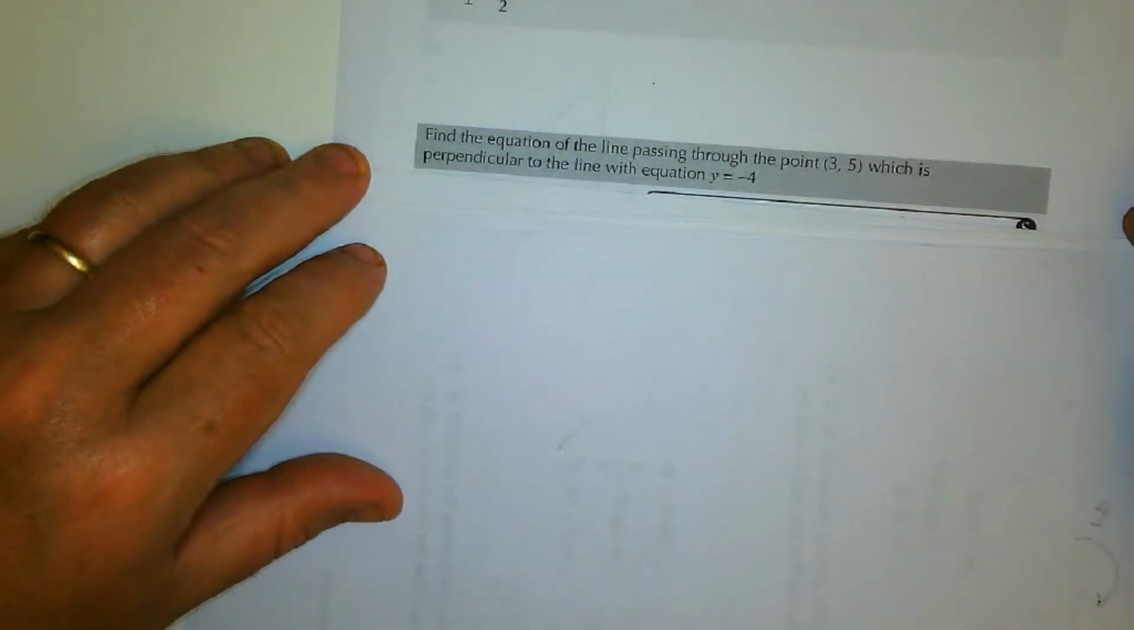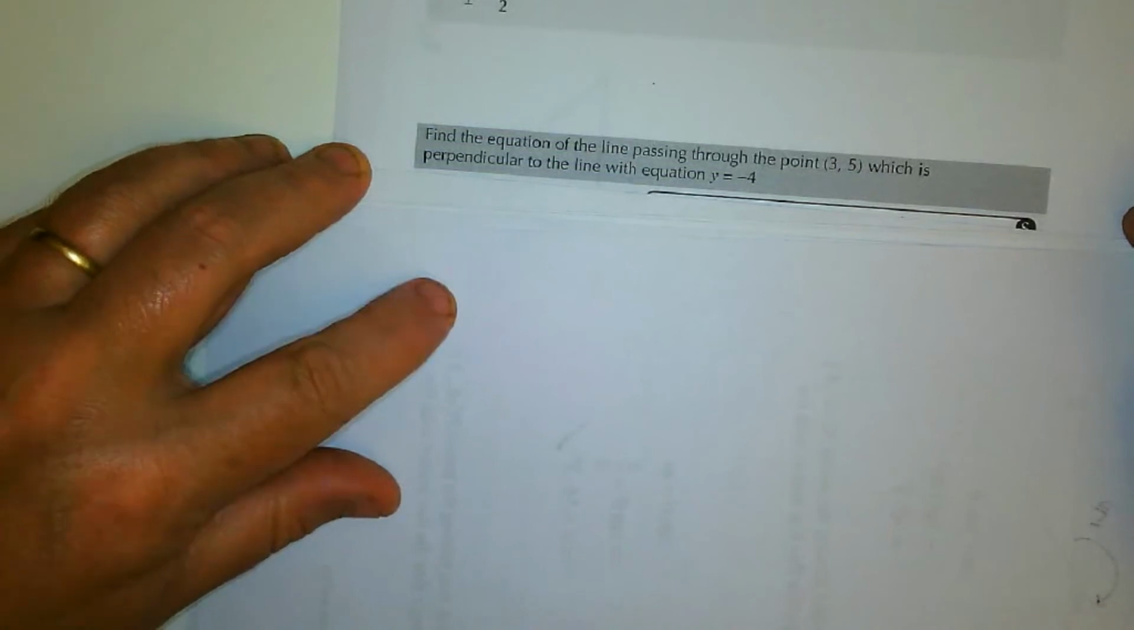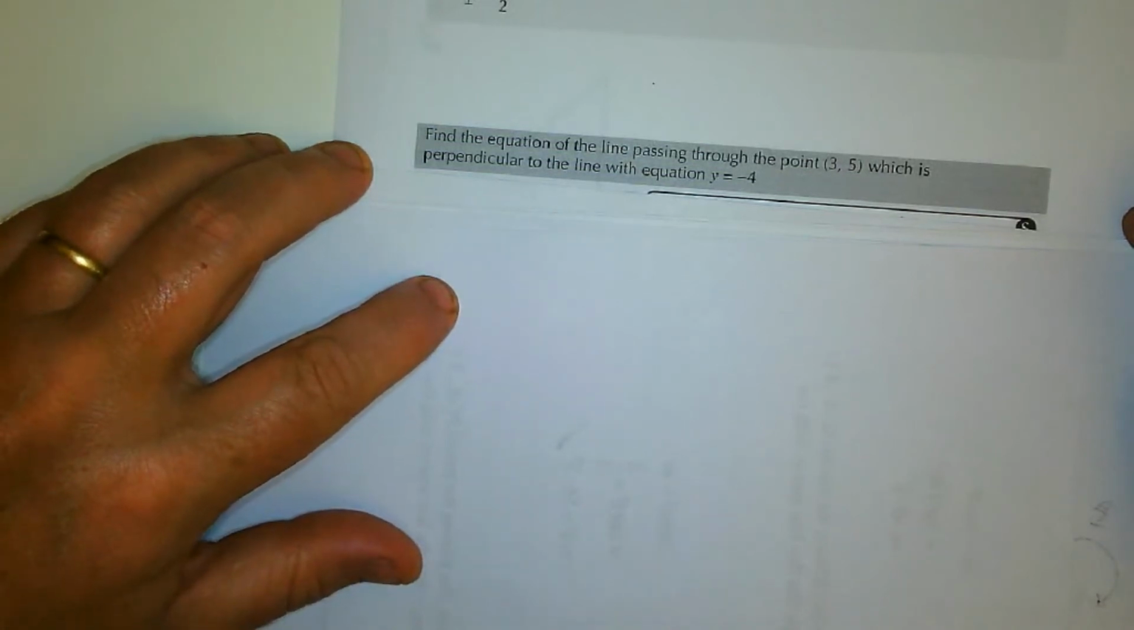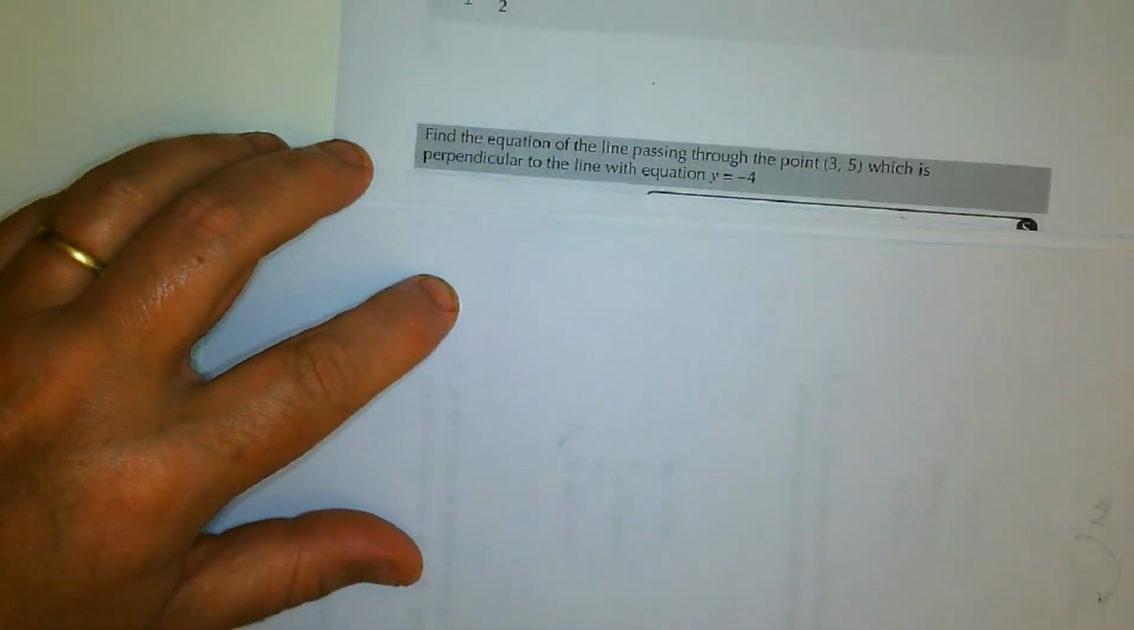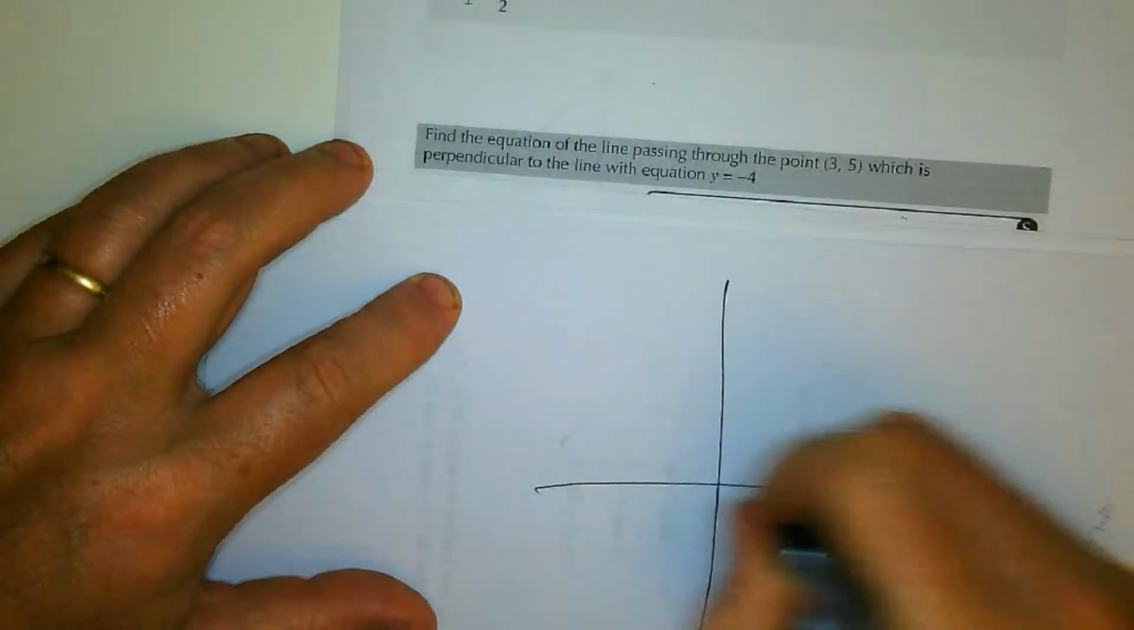Okay, so let me gear up. Okay. So find the equation of the line passing through the point (3, 5), which is perpendicular to the line of the equation y equals 4. Now hang on a second, what does that mean? Oh sorry, put my glasses on, y equals minus 4.